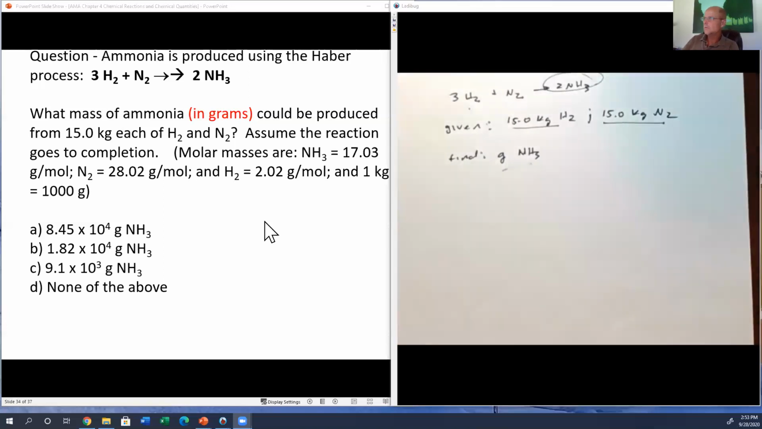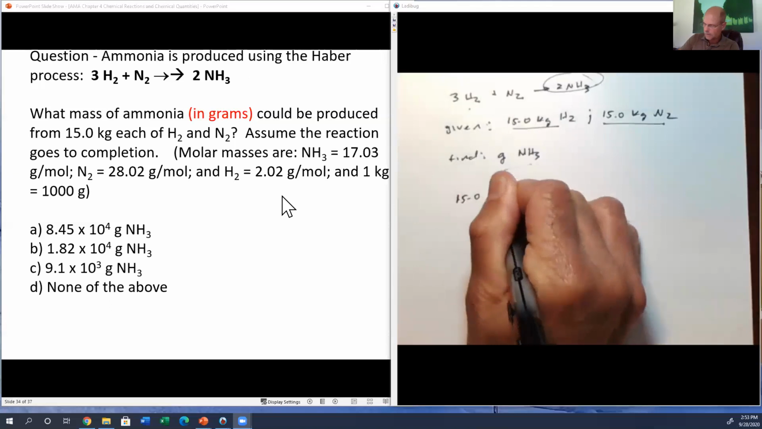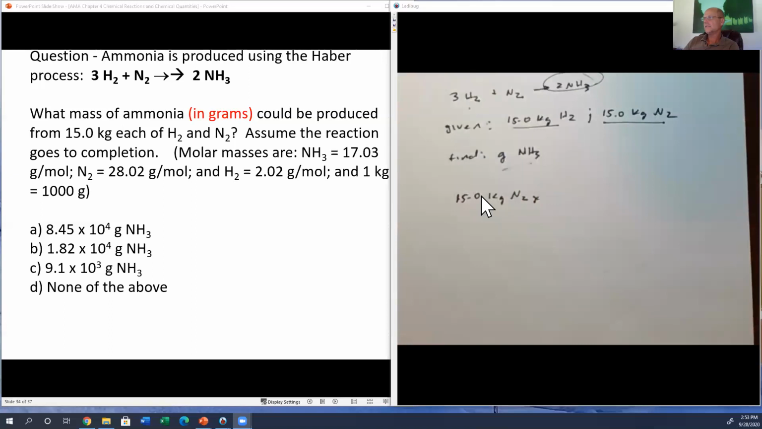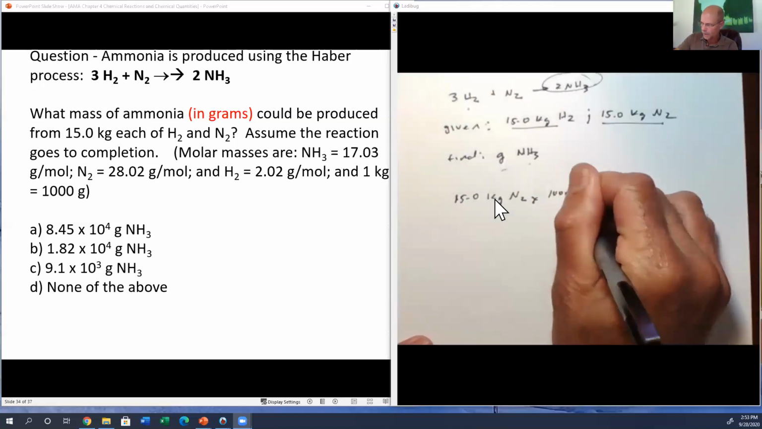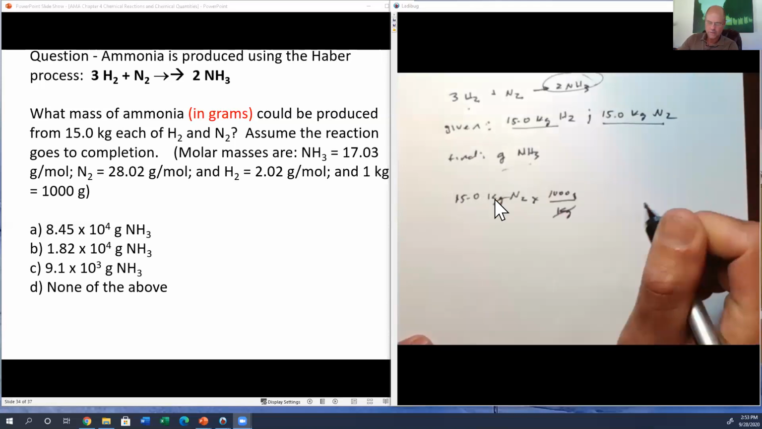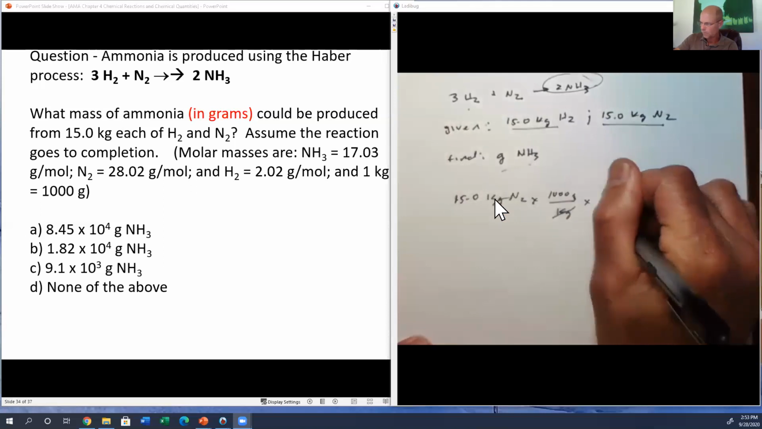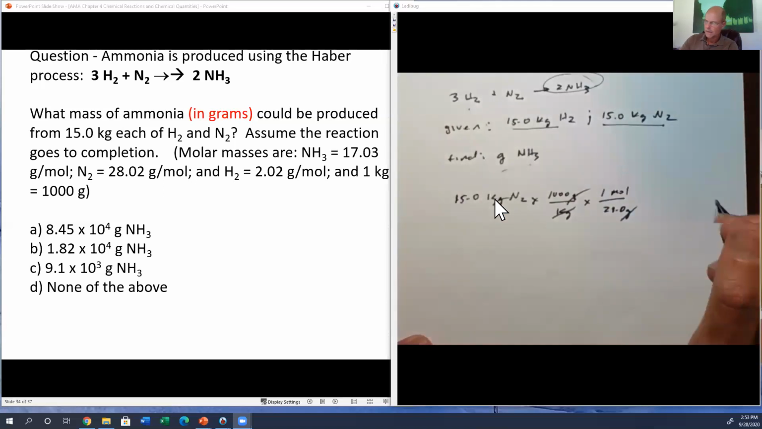So what you do, 15.0 kilograms of nitrogen times. Now in this case, I gave you kilograms, and I want the answer in grams, so I might as well just convert to grams here. So I'm just going to go times 1,000 grams per kilogram, and that's going to cancel. Then I have to convert to moles: 1 mole over 28.0 grams, and that's going to cancel. Now I have moles of nitrogen.